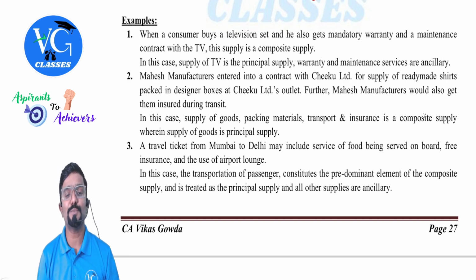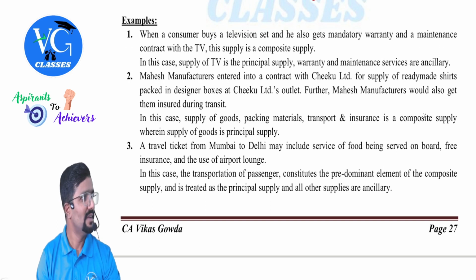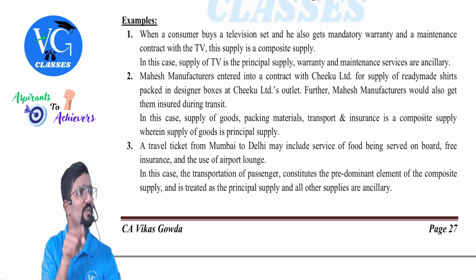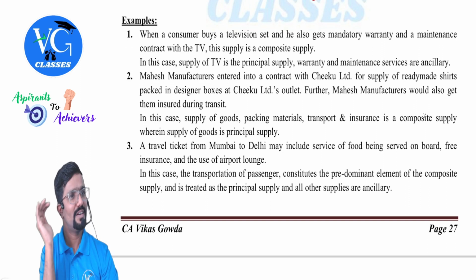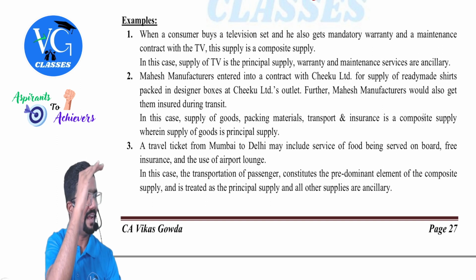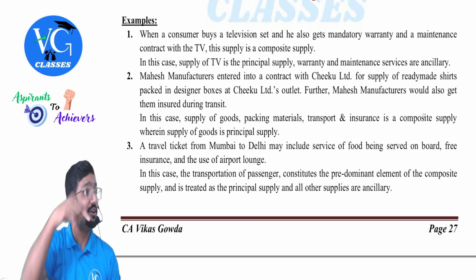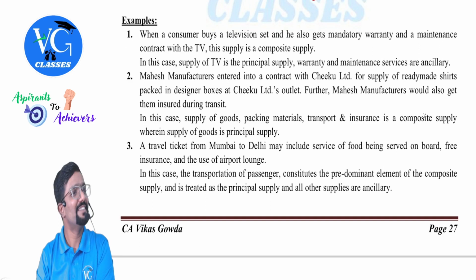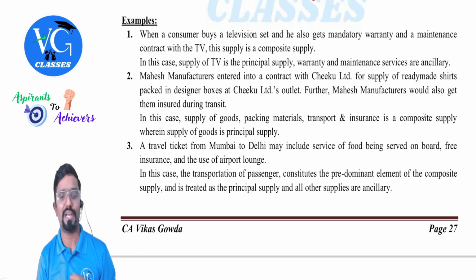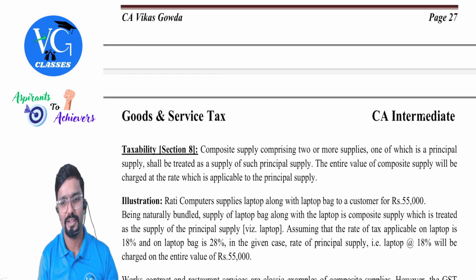Okay. In this case, the transportation of passenger, that is transportation service, constitutes the predominant element of the composite supply and is treated as the principal supply, and all other supplies are ancillary. Correct? See, you are traveling in a flight. Just because the journey was long, you are having food. What was the principal supply here? Transportation, flight charges. Correct? Are you going there to travel in a flight? Along with that, you are having food, or else did I go in the flight only to have food? Obviously, what is principal here? Traveling. That is the flight service, guys, or transportation service.